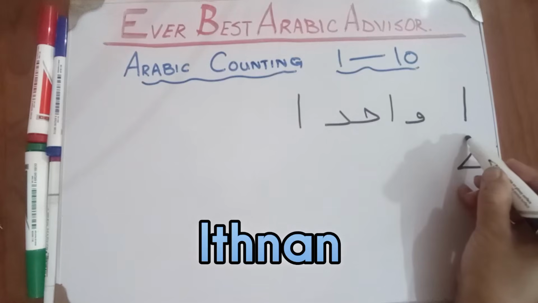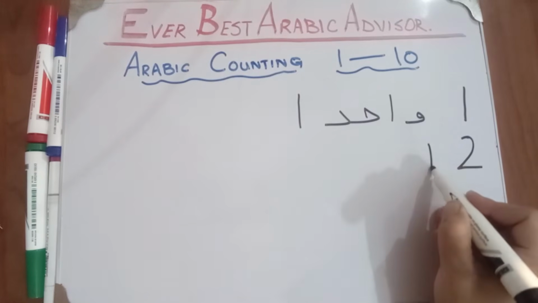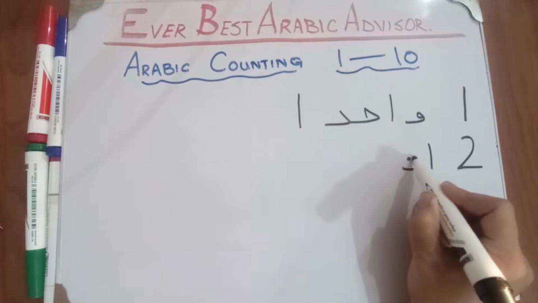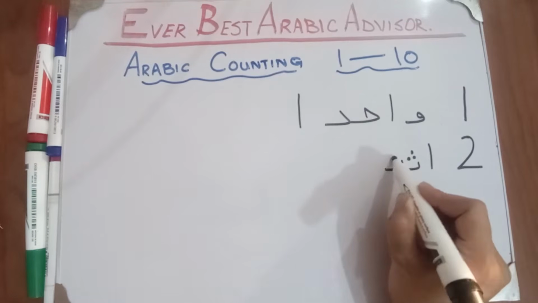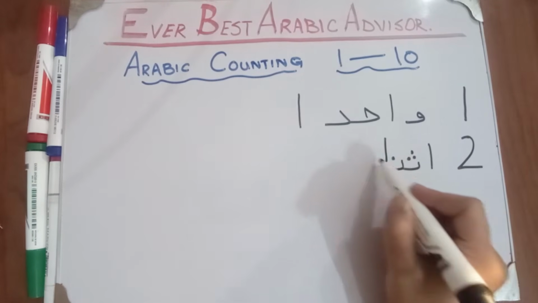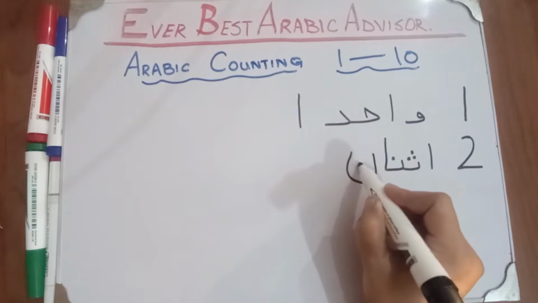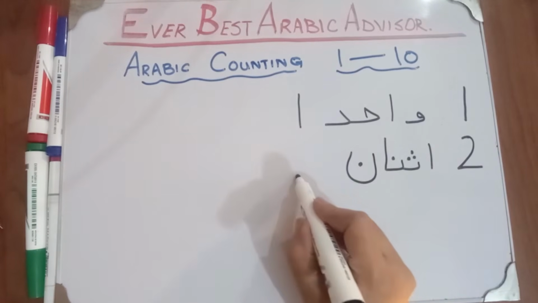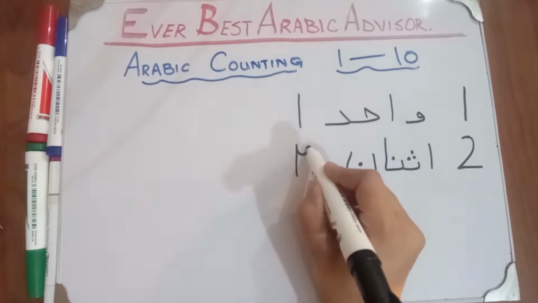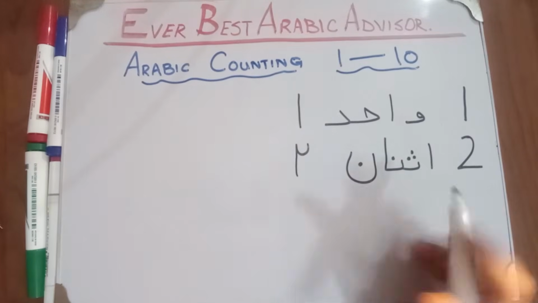Isnan. Isnan is just like alif, sa, noon, and alif. Then noon comes in the end in a full shape. Isnan. The Arabic digit for 2 is just like this.